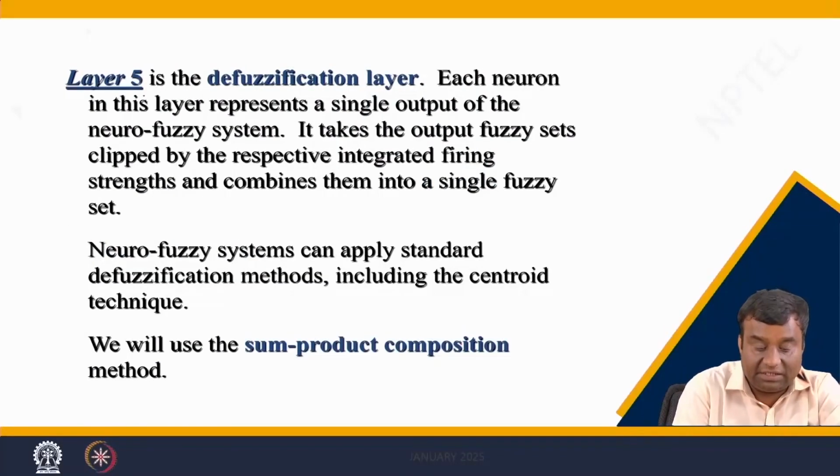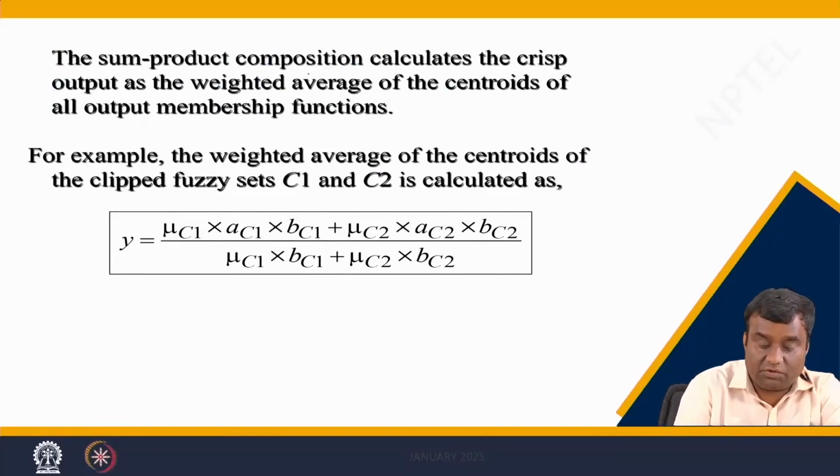The next layer, layer 5, is the defuzzification layer. Each neuron in this layer represents a single output of the neuro-fuzzy system. It takes the output fuzzy sets clipped by the respective integrated firing strengths and combines them into a single fuzzy set. A neuro-fuzzy system can apply standard defuzzification methods, including the centroid technique. We'll use the sum-product composition method. The sum-product composition calculates the crisp output as the weighted average of the centroids of all output membership functions.